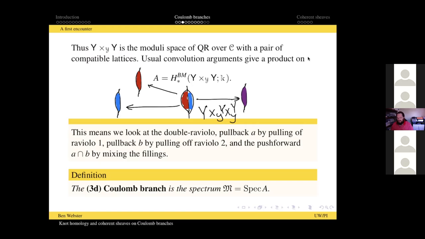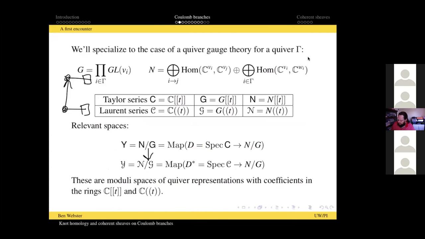So that's the moduli space of quiver representations with Laurent series coefficients with two choices of lattices inside them. This is like the Steinberg variety, which is elements of your Lie algebra and two Borels that can contain them. It's the same kind of thing. So by the usual convolution, I get that the homology of this fiber product has an algebra structure. And as I said before, you can think of this as maps of the disk, Spec of Taylor series, or the punctured disk into this quotient.